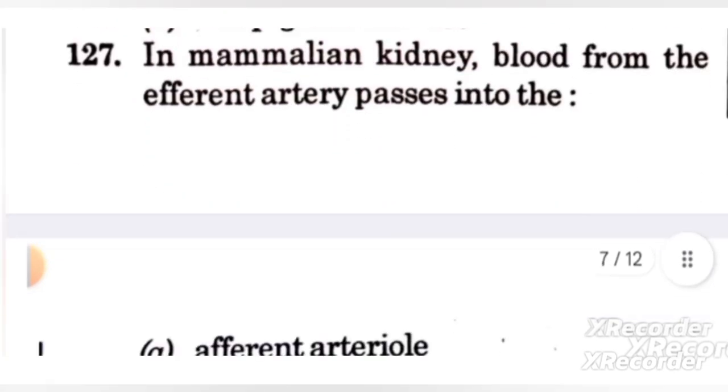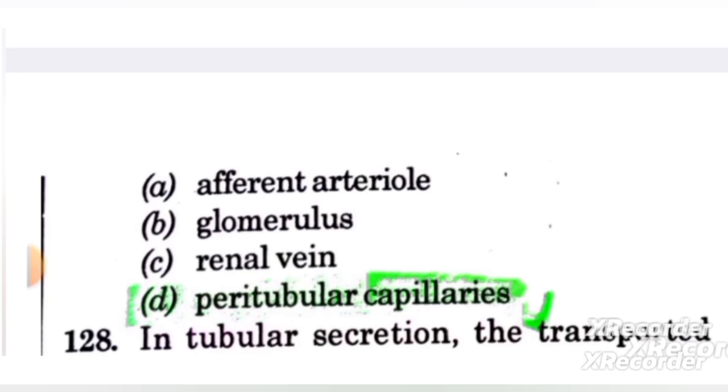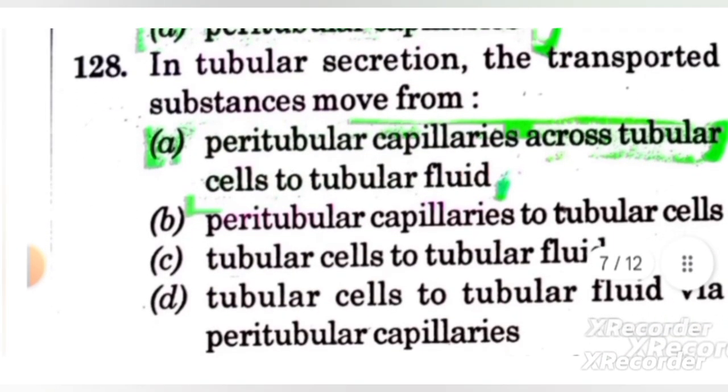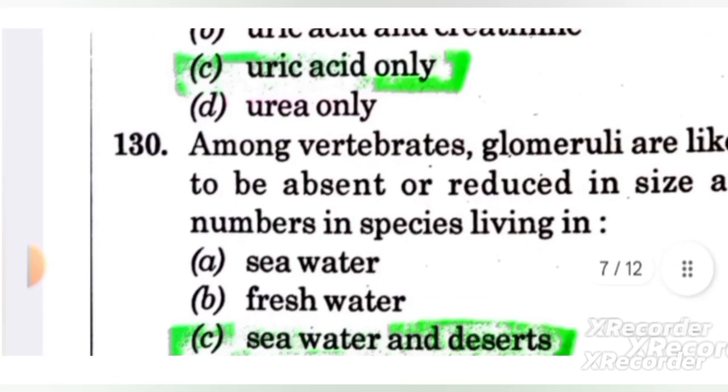Next, 127. In mammalian kidney, blood from the efferent artery passes into the? Answer D, peritubular capillaries. Next, 128. In tubular secretion, the transported substance moves from? Answer A, peritubular capillaries across tubular cells to tubular fluids. Next, 129. The excreta of lizards and birds contain a white compound which is chemically? Answer C, uric acid only.